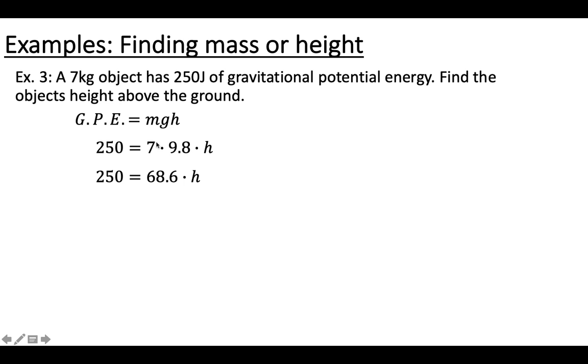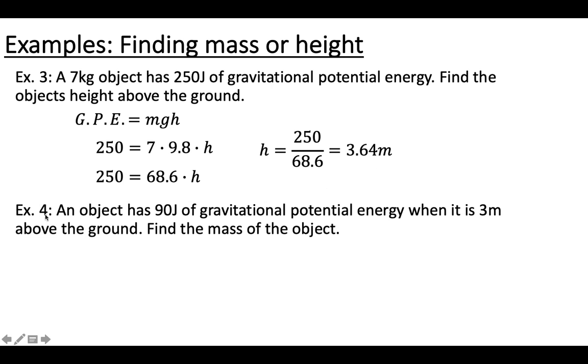7 times 9.8 is 68.6. Notice everything else stayed the same. We're trying to get the h by itself. So what do we got to do? We got to divide. h is 250 divided by 68.6. And what do you get? You get 3.64. And that is in meters because we're calculating the height here. Height is measured in meters.